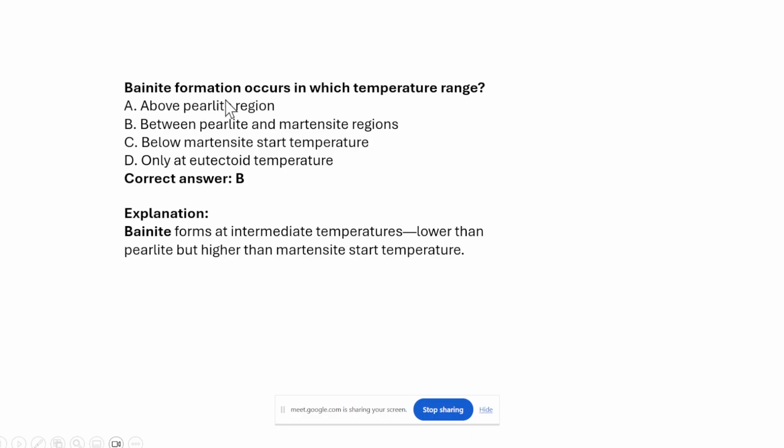Okay. Next, bainite formation occurs in which temperature range? Above the pearlitic region, between the pearlitic and martensitic region, below the martensitic starting point only, or eutectoid temperature. Above the pearlitic region, you will find the pearlitic phase. Between the pearlitic and martensitic region, you will find the bainitic phase. And below the martensitic starting temperature, it will be the martensitic phase only. The eutectoid temperature is not it. Okay, so the answer will be B.